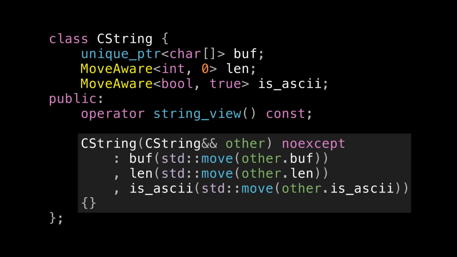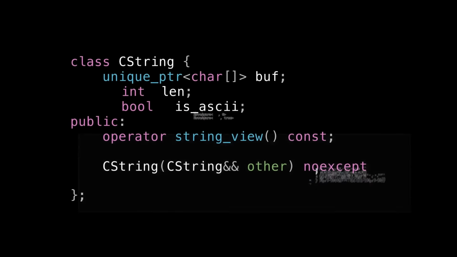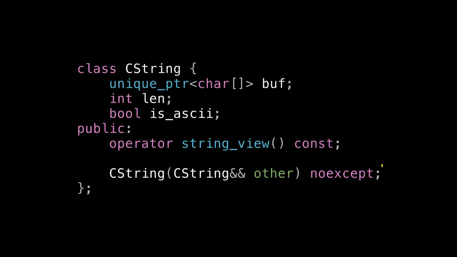And aside from that technicality, it just breaks our invariant that our unique pointer is supposed to be pointing to a null terminated buffer. So this compiler generated move constructor just isn't going to work because it leaves the moved-from C-string in an invalid state. So we have to write one by hand.